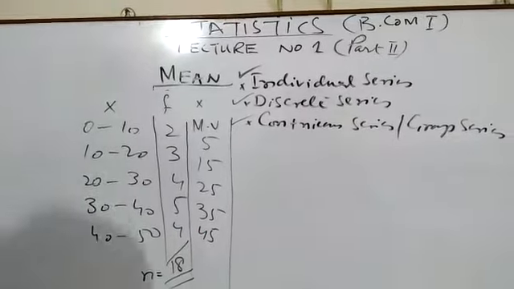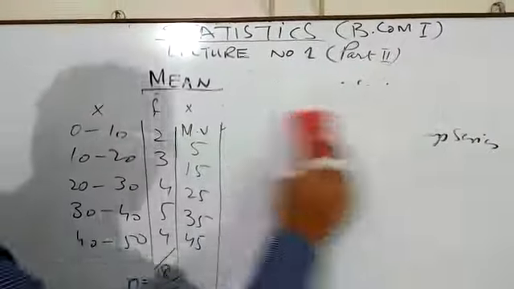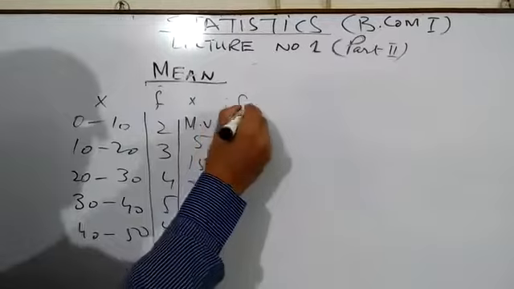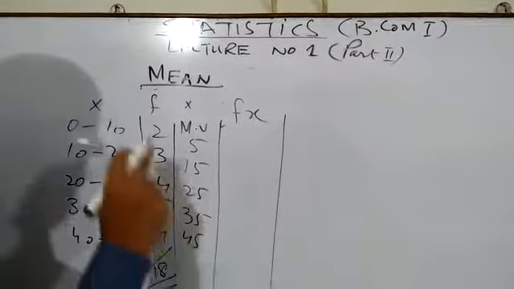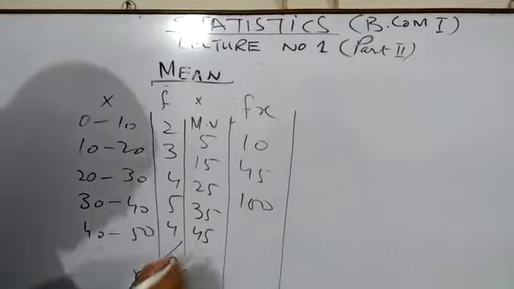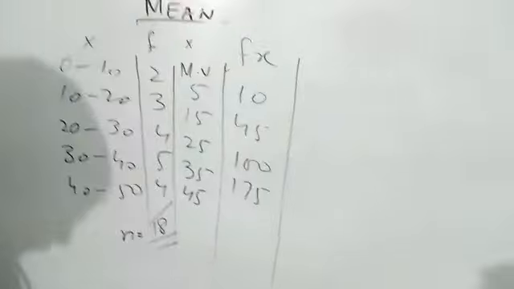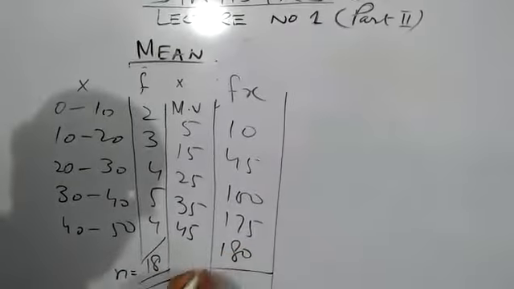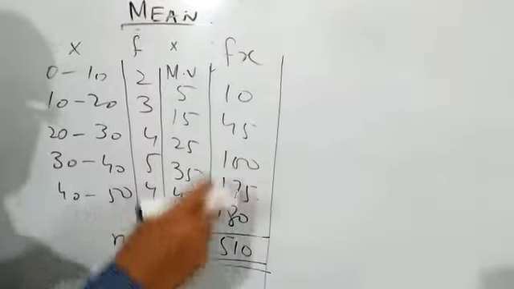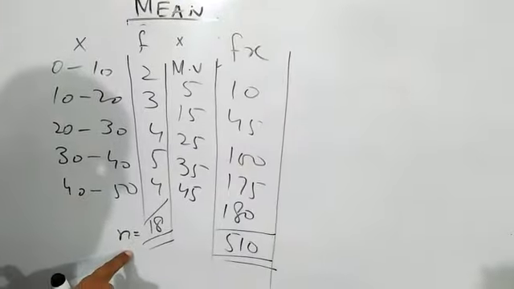The next step is to multiply these two columns. The new column is known as fx. 2 5s are 10, 3 15s are 45, 100, 175, 180. The sum of this column is 510. So the sum of fx is 510, and the total number is 18.